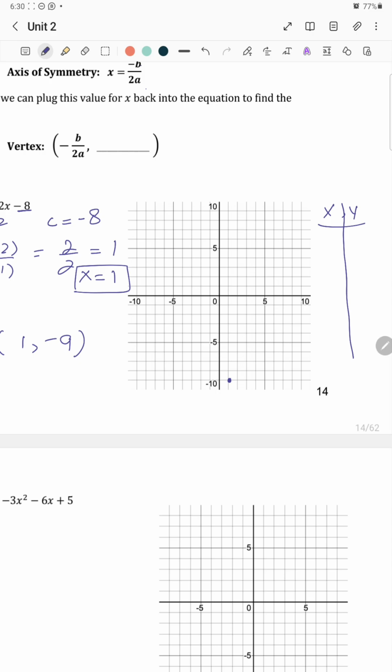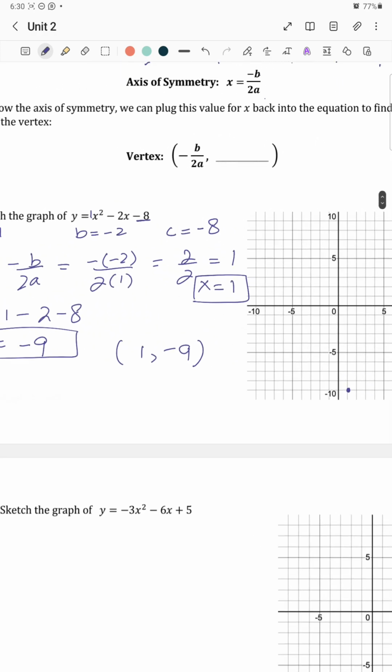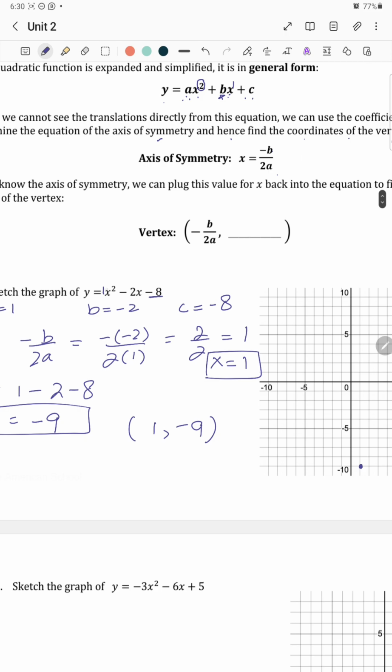Which can be, if it's 1 it's minus 9, it would be 2, it would be minus 8. If x would be 2, it would be 2 square is 4, minus 4 times 2 is 8, minus 8. 4 minus 8 would be minus 4 minus 8.